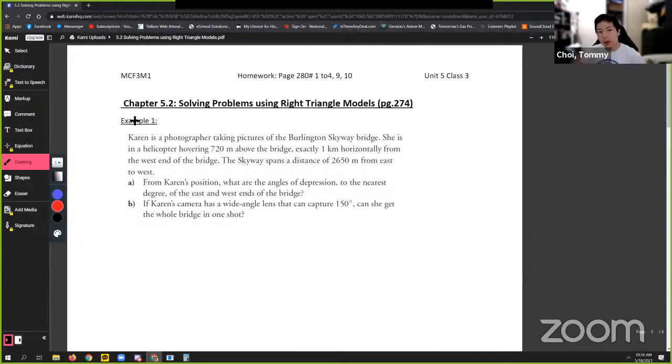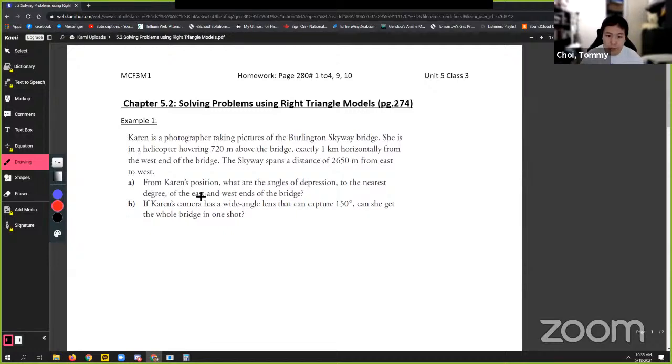Okay, so chapter 5.2, solving problems using right triangle models. This is essentially saying, let's take those problems and make them slightly more difficult, where you're not always given a diagram or a right angle triangle, but can you convert it into a right angle triangle? Here it says Karen is a photographer taking pictures of the Burlington Skyway Bridge. She is in a helicopter hovering 720 meters above the bridge, exactly 1 kilometer horizontally from the west end of the bridge. The Skyway spans a distance of 2,650 meters from the east to the west.